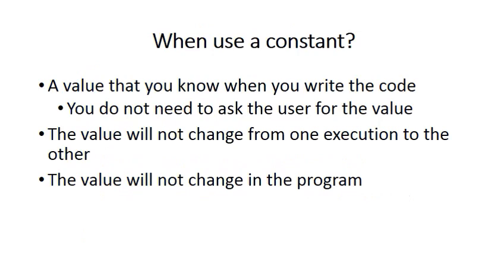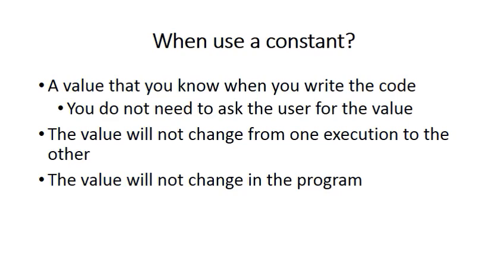So to summarize, when do I decide to use a constant? It's a value that I know when I write the code. That's a simple rule. When I write the code and I know the pies are 15 Rand 50 and I put it in the code, I know I don't need to ask the user for it. That is a good indication that I'm working with a constant. So every time I run the program, the value won't change.